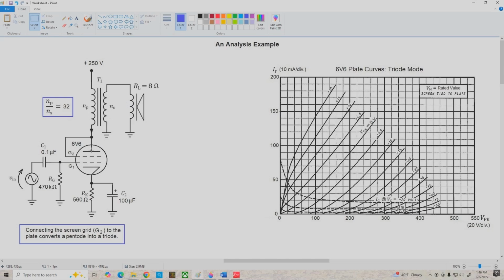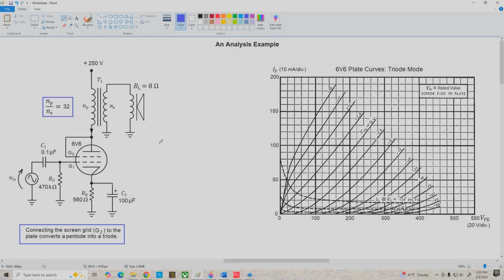Now the tube we're using is a 6V6, and since we've connected the screen grid to the plate, it acts like a triode. Internally, the suppressor grid is connected to the cathode, so we don't have to worry about showing that here. Our cathode resistor is fully bypassed, and over here on the right we've got the plate curves for the 6V6 when it's connected up as a triode.